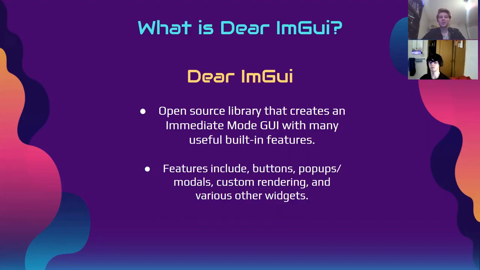So moving on to our next tool, Dear ImGui, which is really just a library that creates an immediate mode GUI with lots of built-in features that you can use to make all sorts of different GUI windows. So some of those features are things like buttons, you can have pop-ups and modals. There's custom rendering, so you can render things inside of the actual GUI windows, and lots of other various widgets.